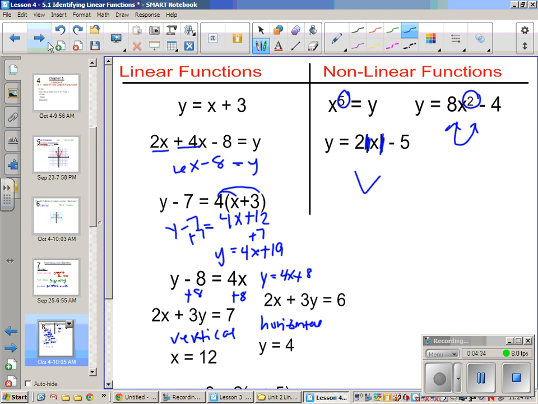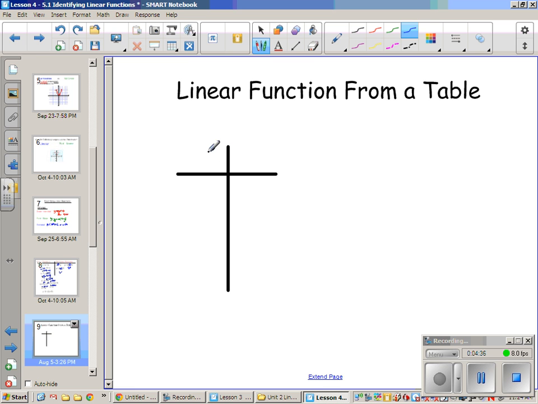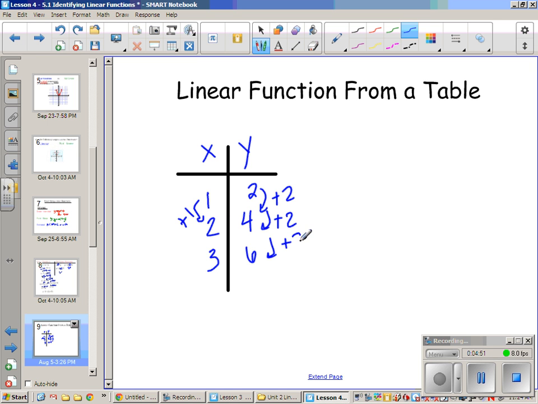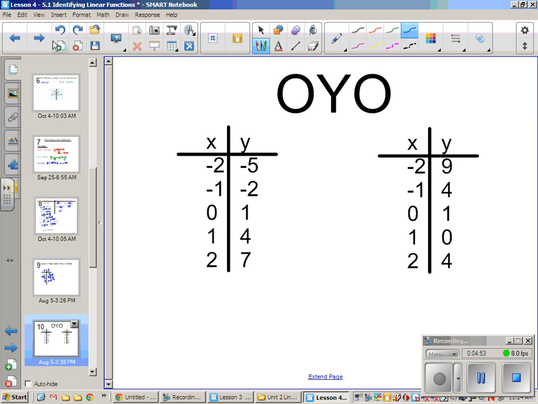The last thing we're going to look at is tables. So tables from a linear function. If I have a linear function, it would be this one. This is the easy one. Notice that my x's are going up by 1s each and my y's are going up by 2. That would be linear then because they all are going up by the same amount on the x and the y. So we're going to go into a couple examples.